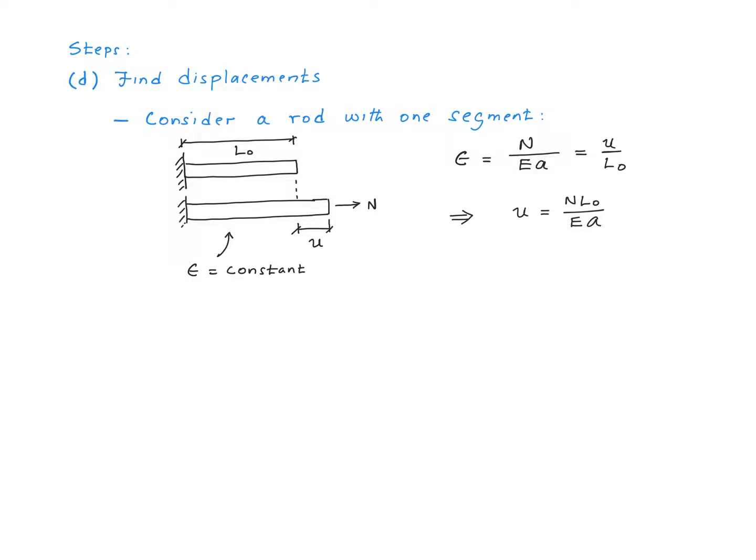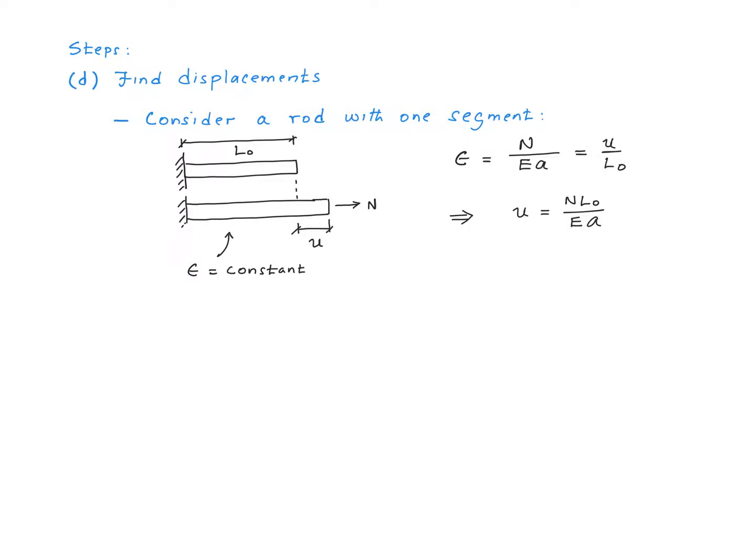When the rod is subjected to the axial force N, there's going to be a displacement at the right end of the rod. Let's call that little u. Since we have a constant strain within the rod, epsilon is also given by little u divided by L0. Remember the definition of the strain, right? Displacement divided by the initial length. Now rearranging this equation, we get this expression for the displacement: u equals N times L0 divided by E times A. So if I have a rod with a single segment, this simple equation will allow me to calculate the displacement at the end of the rod.